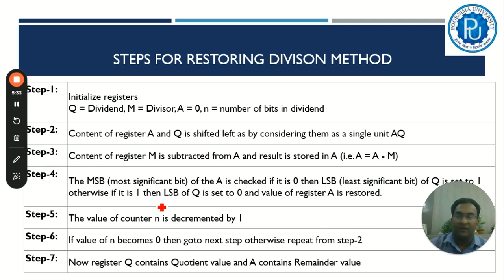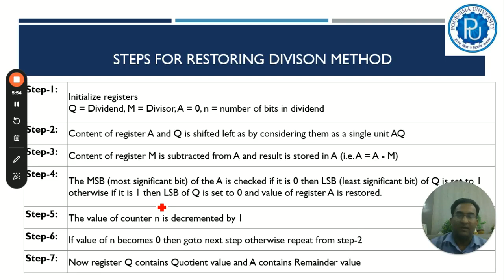Step number 5: we decrease the value of counter N by 1, and if the value of N becomes 0, then go to the next step, otherwise repeat from step 2. And in the last step, we get two things, that is the quotient and the remainder.